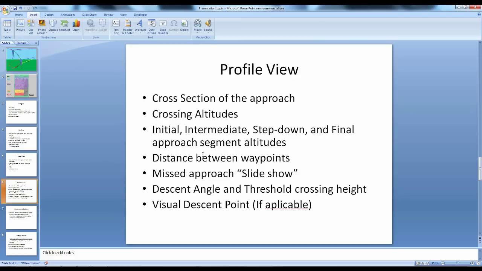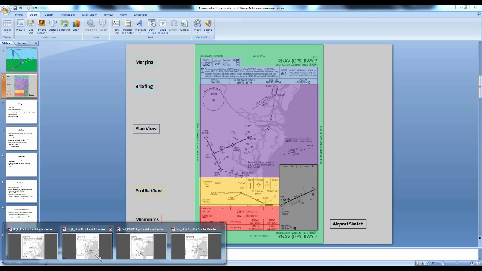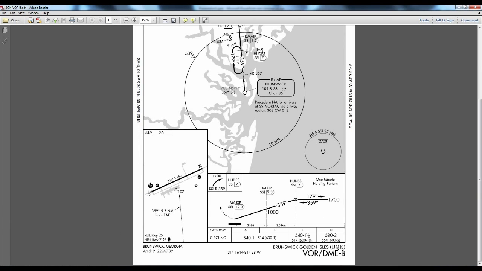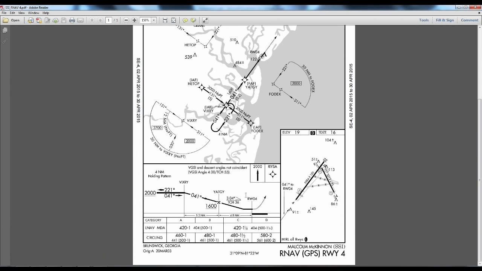Next, it shows descent angle and threshold crossing height. Right here, we see the GS 3 degrees. It means the glide slope is 3 degrees on this approach. That's also our descent angle. Sometimes it may have it as the descent angle. It will not be on this approach.